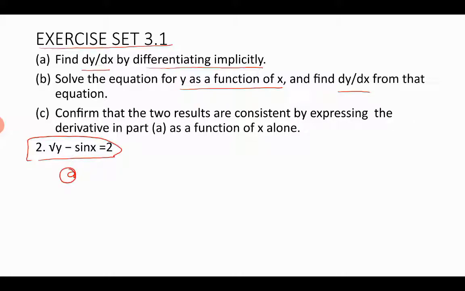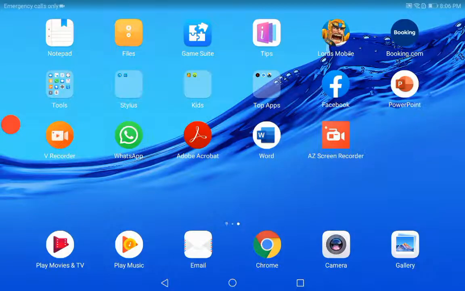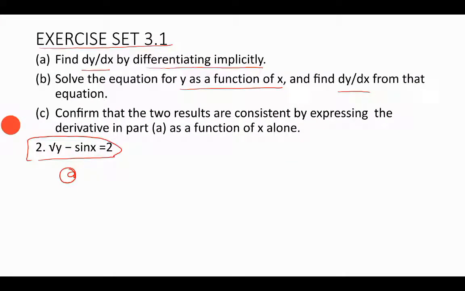Differentiate with respect to x. So what do you get? This is actually, we can write y to the power half minus sin x is equal to 2. Use the power rule first: half y to the power half minus 1. And then whenever you differentiate y, remember that y is the dependent variable and x is independent. So when you differentiate y, you write a new term dy by dx.